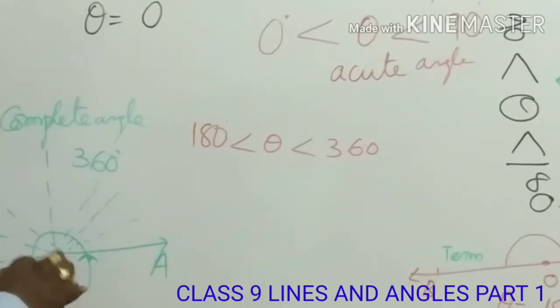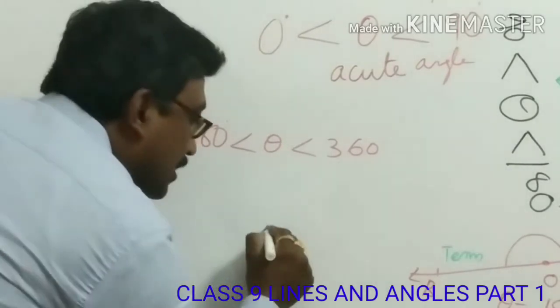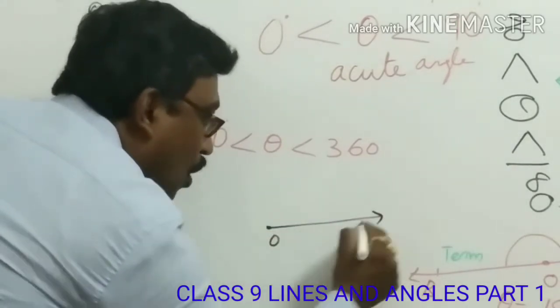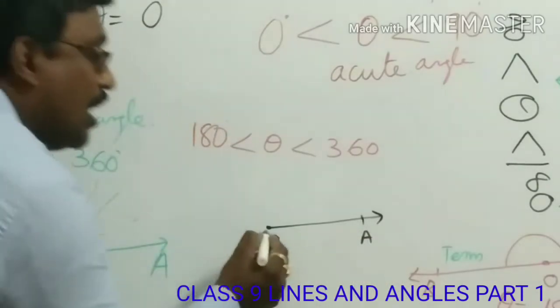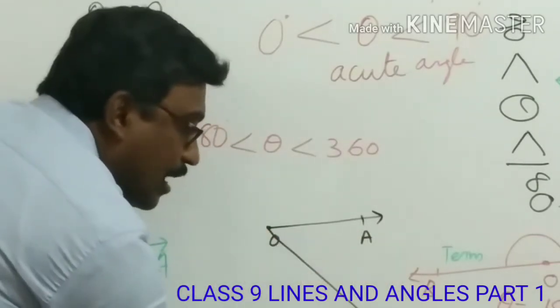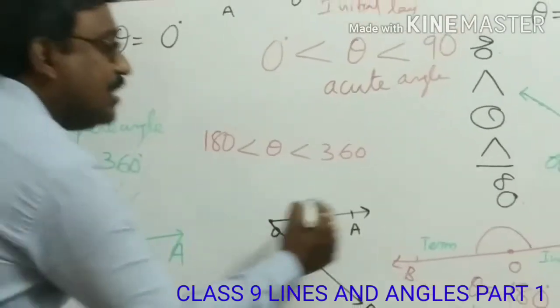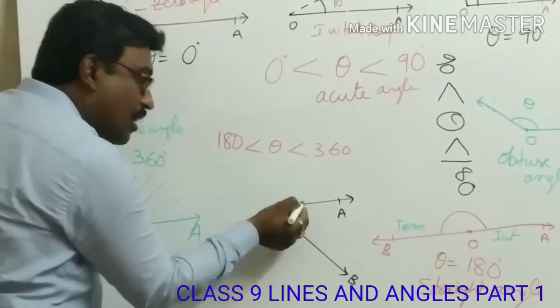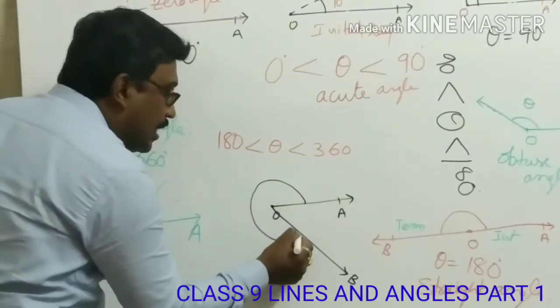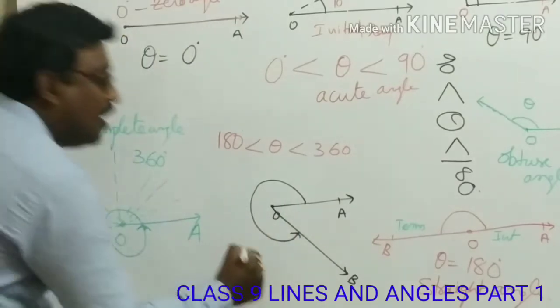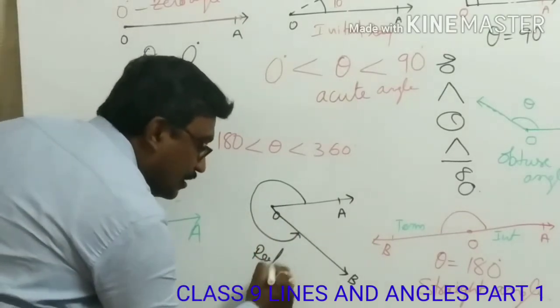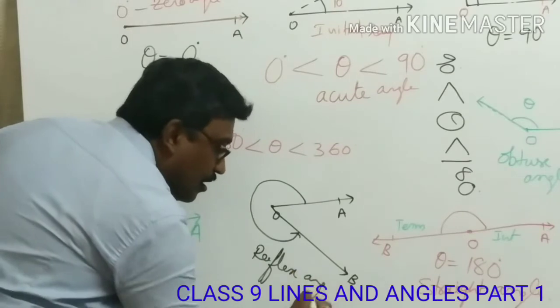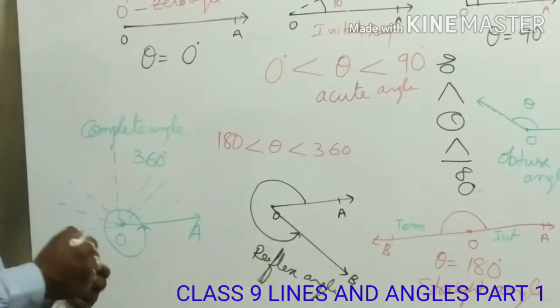Okay. Now, how will the figure come? Suppose this is OA, and suppose this is one more ray. This is the initial ray, and this is the terminal ray. The angle measures like this. Then it is called a reflex angle.